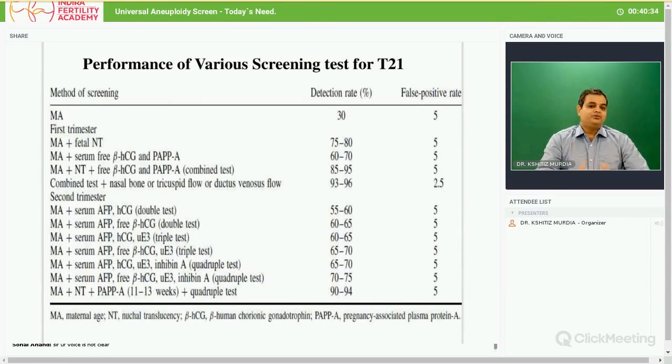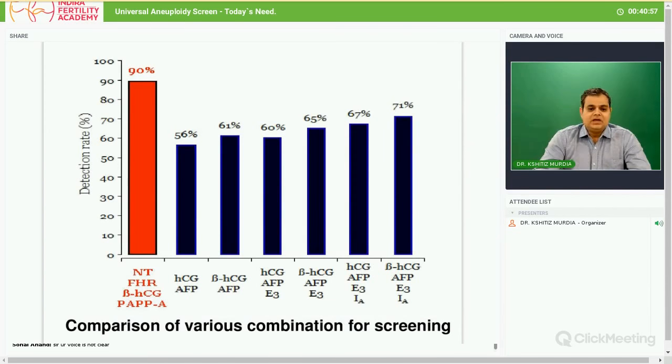There are a few more fancy things like integrated testing, sequential testing, contingent testing, and stepwise testing, and all those can achieve a good percentage. But the patient has to wait for a longer duration, and then the false positive rates of the two add up. So that's why integrated and sequential testing are not much in fashion.